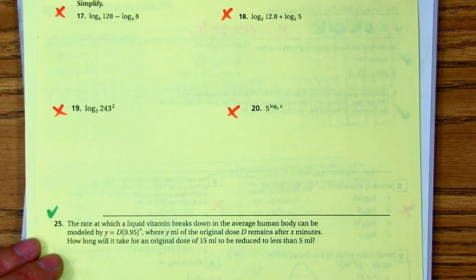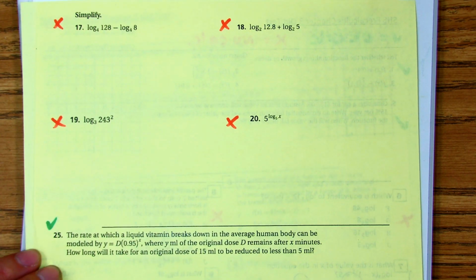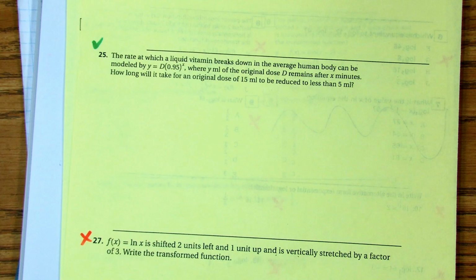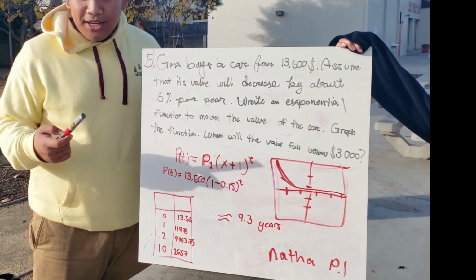And then on the back side, 17, 18, 19, 20. Some questions are skipped on purpose, and then 25 and 27. Here are the solutions. So my question is number 5.